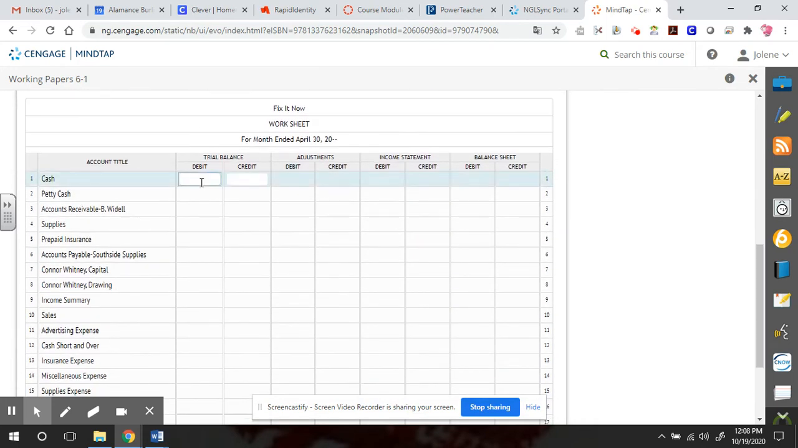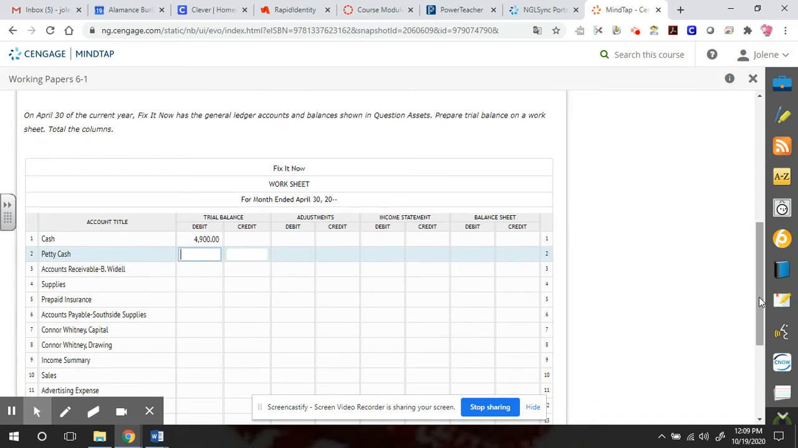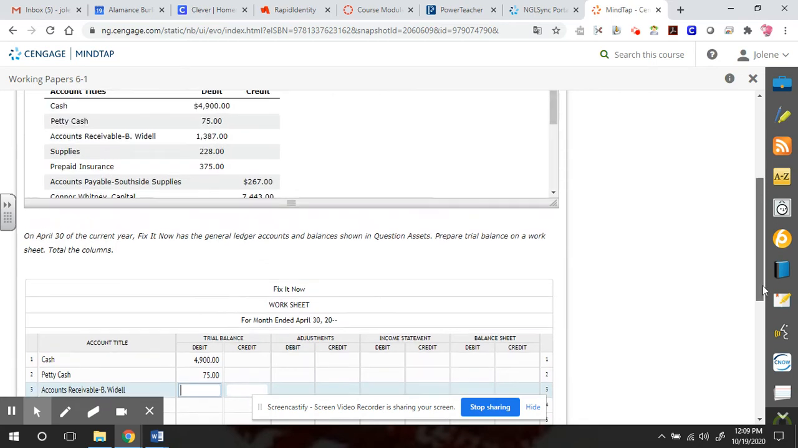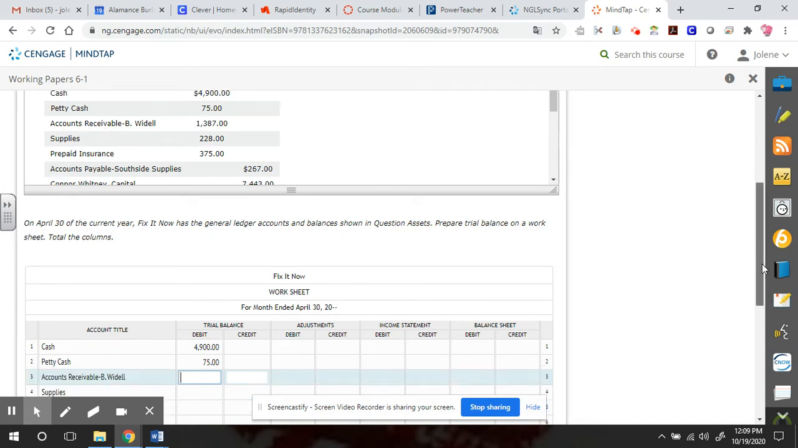Cash is an asset. When it has a normal balance, it will be a debit. So that makes sense. The next one is petty cash at $75. Again, it's an asset. It has a normal balance as a debit. Accounts receivable, Waddle owes us $1,387. This is a debit because this is an asset as well. $1,387 that they owe us.